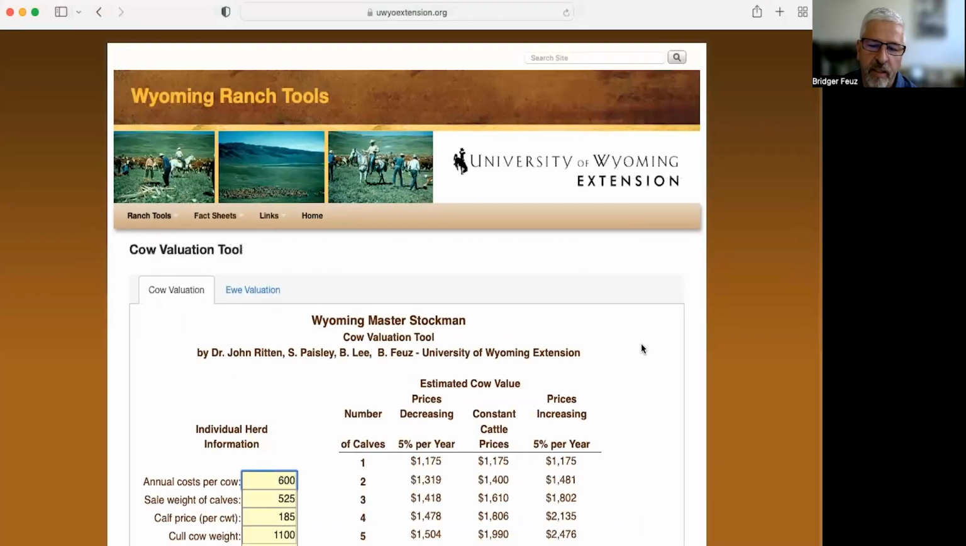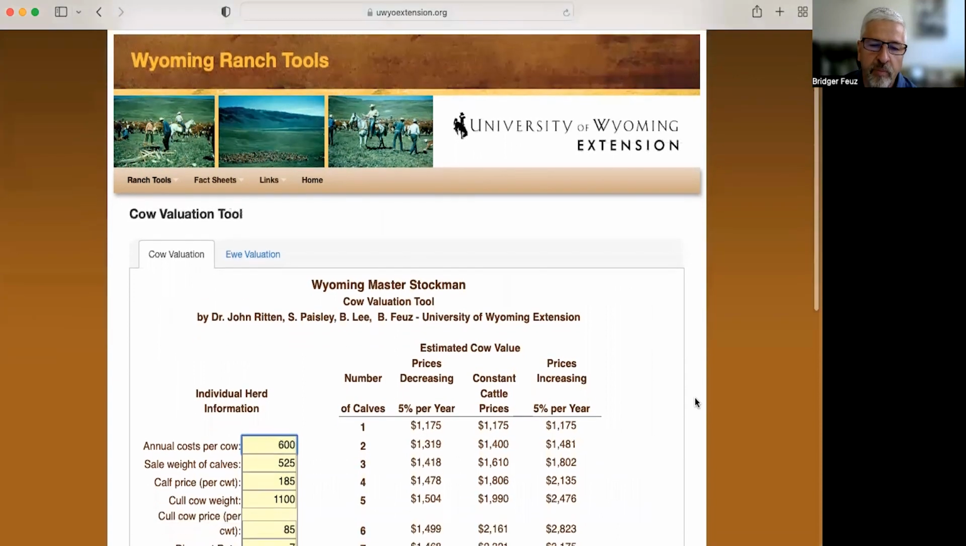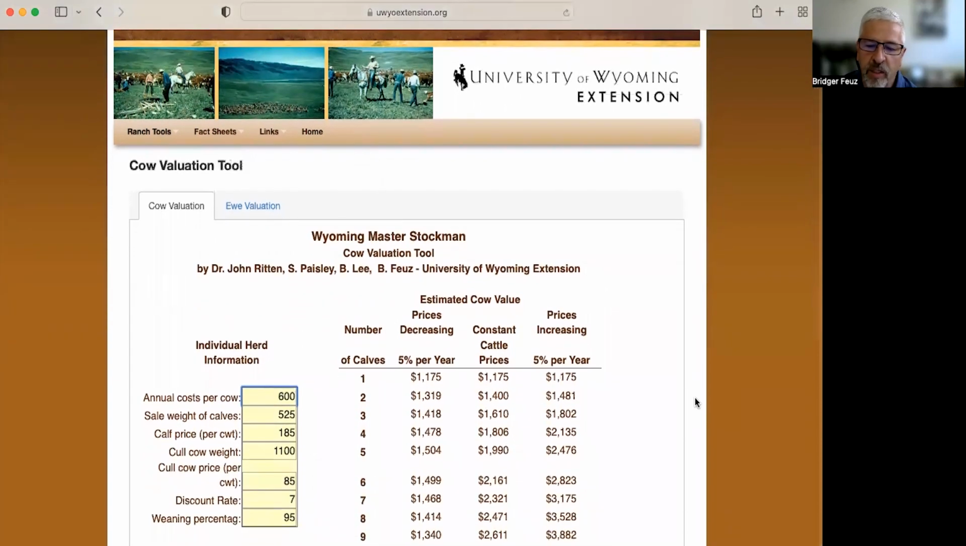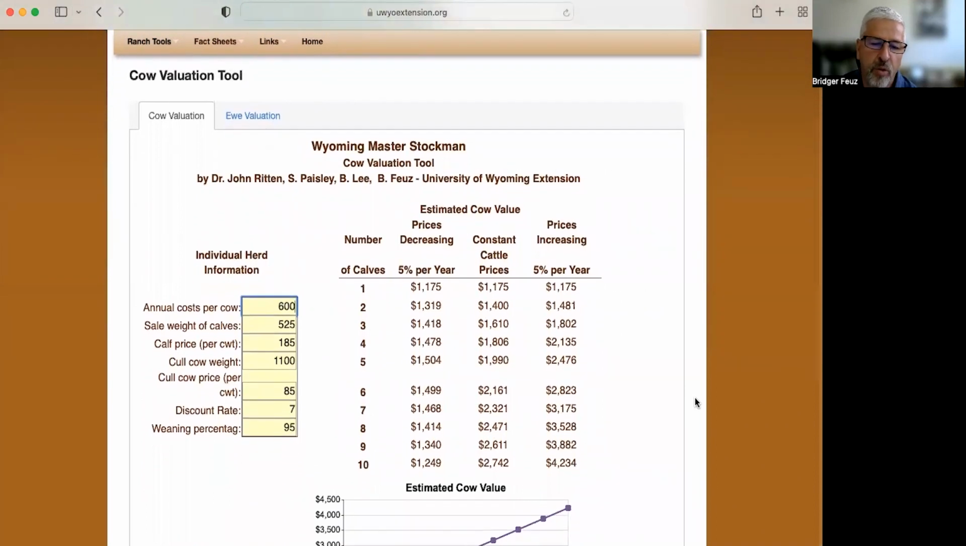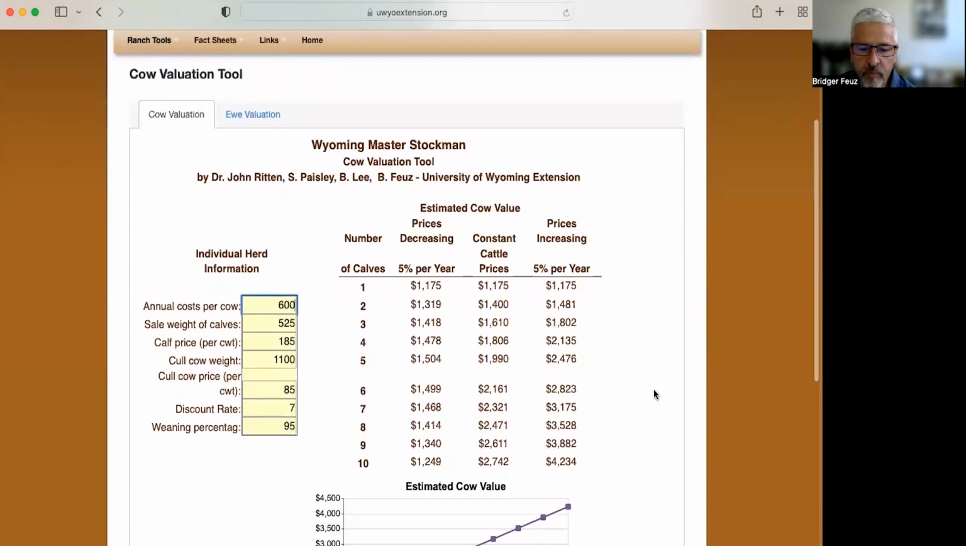The cow valuation calculator was designed by Dr. John Ritten, along with Steve Paisley, Brian Lee, and myself. The way this cow valuation tool works is you enter some key information here, and then based on the number of calves you think that cow is going to have in her lifetime, we calculate values over here. So I'll go through this example real quick.